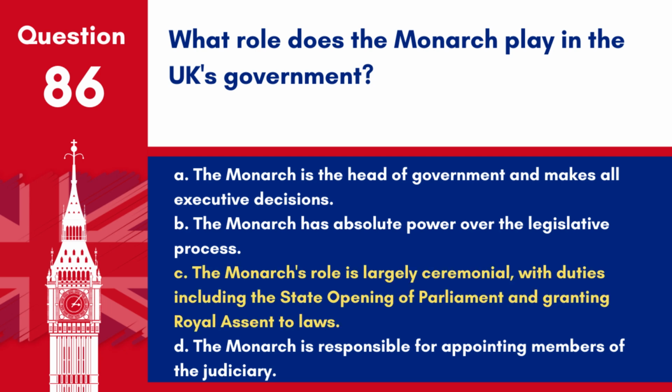Answer. C. The monarch's role is largely ceremonial, with duties including the state opening of Parliament and granting royal assent to laws. The monarch symbolizes the unity and continuity of the state, but does not govern.